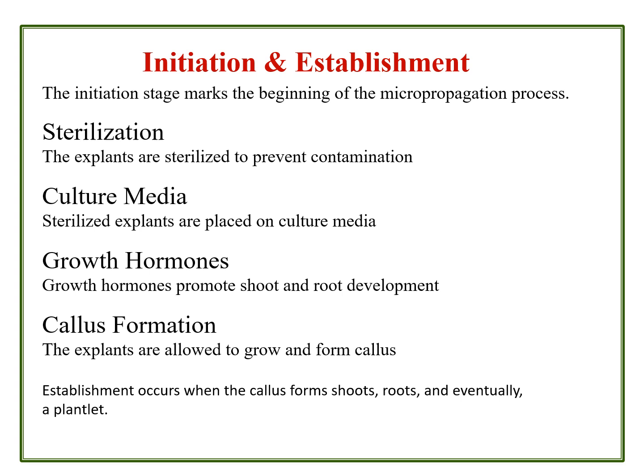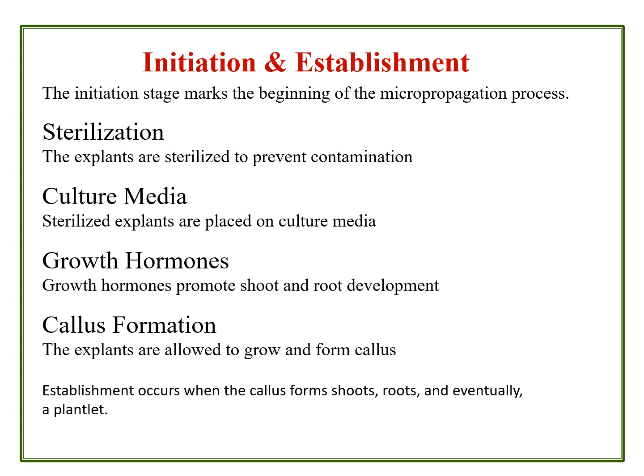So let us see how the initiation and establishment take place. This stage marks the beginning of the micropropagation process. So sterilization: explants are sterilized. Already we discussed just now how to prevent contamination. Culture media: sterilized explants are placed on the culture media. So usually MS medium, Murashige and Skoog medium, supplemented with BAP, benzyl aminopurine, or the natural cytokinins.